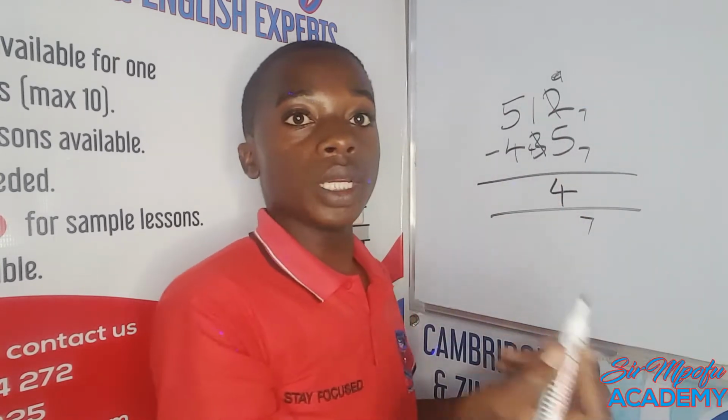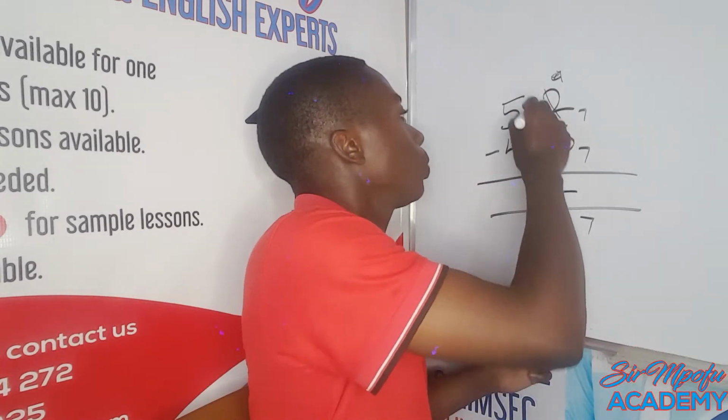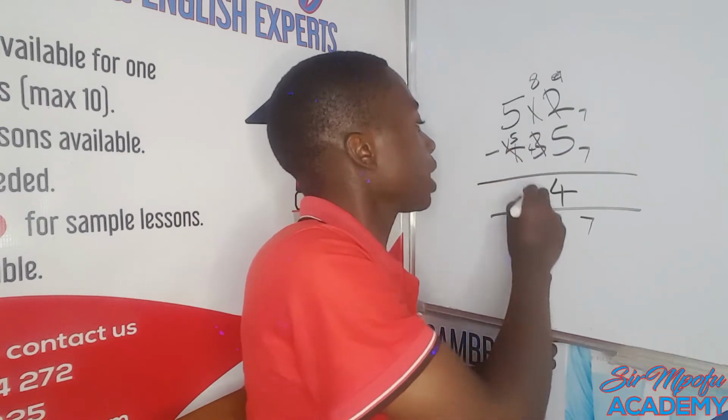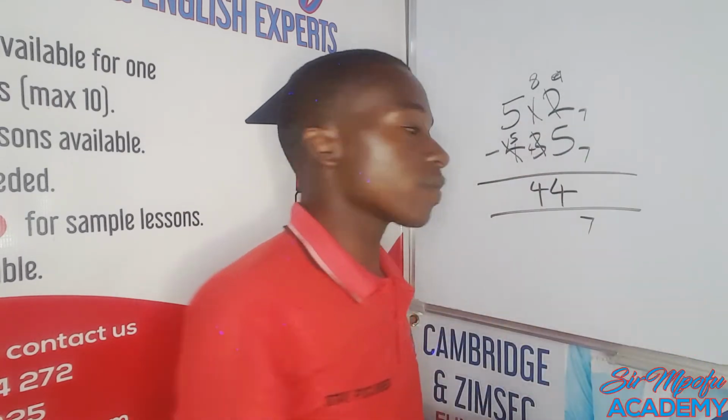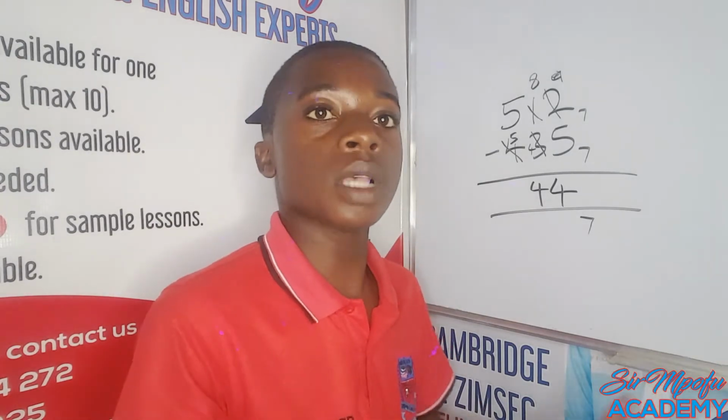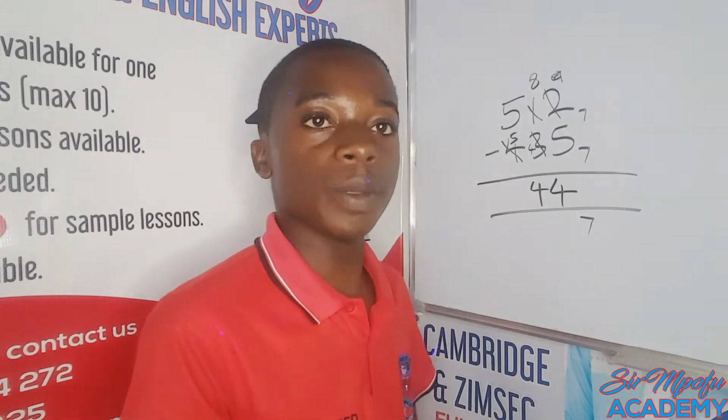1 minus 4, it can't. So we're going to borrow one group of 7. So this becomes 8, and this becomes 5. 8 minus 4, that's 4. And 5 minus 5, that is 0. So to write 0 or not to write it, that's the same thing. So our answer will be 44 in base 7.